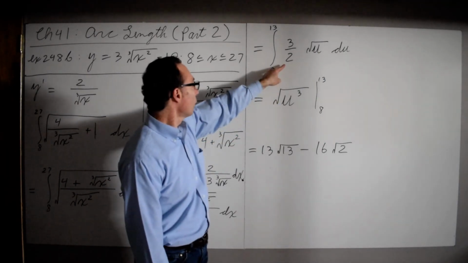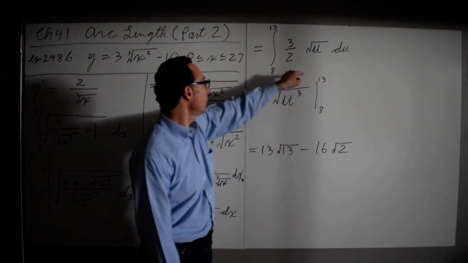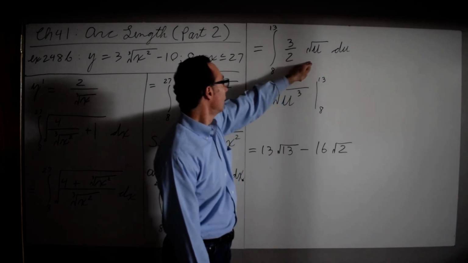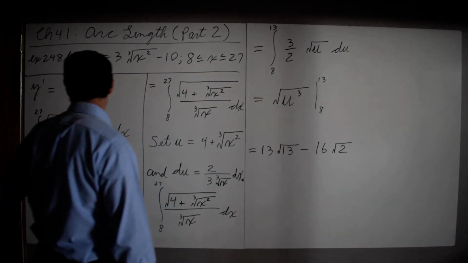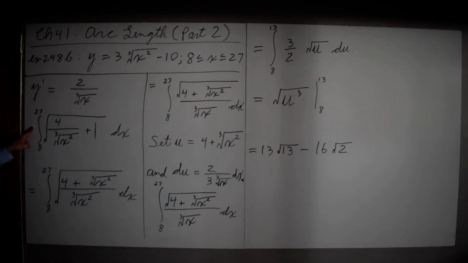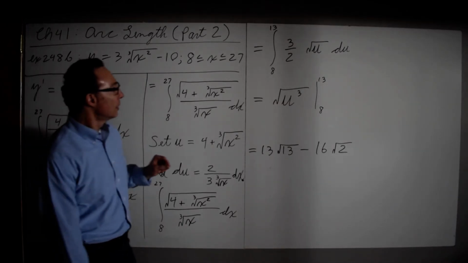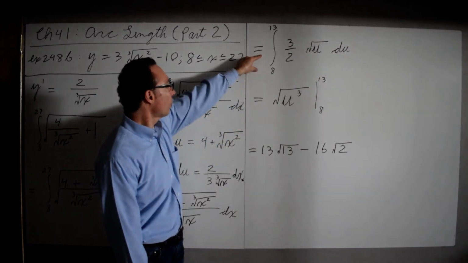And then we have the integral of 3/2 square root of u du. This integral looks a lot easier to integrate than this one. So now we have something that is relatively simple to integrate.